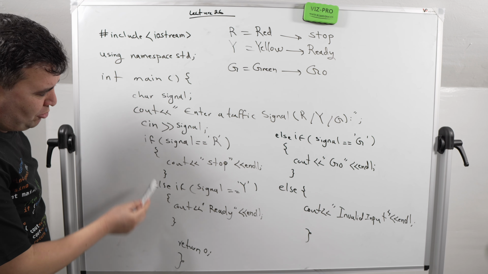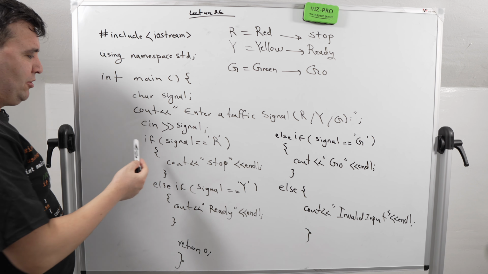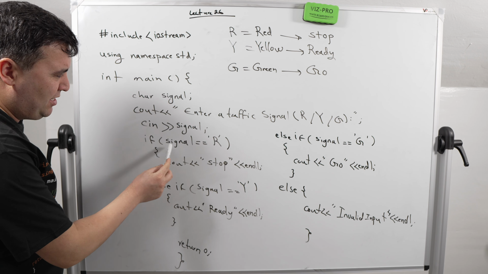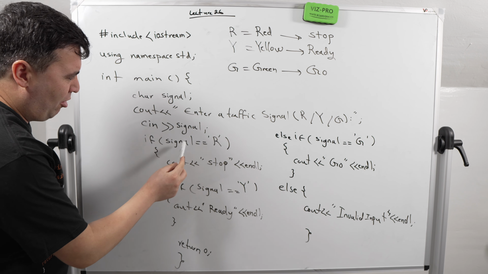And now it's time to check conditions. So if signal is equal to R, it means if the user enters R, it becomes equal to R. So this portion of the program will execute, the if section. It says cout stop, because R means red. If the traffic light becomes red, the vehicle should stop.